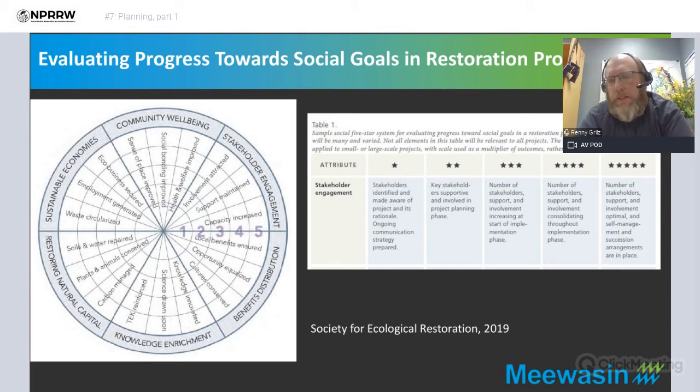One of the things the Society for Ecological Restoration has developed is a 5-star program for these 8 different attributes. For stakeholder engagement, the more engagement you have, the more long-term support you have, and how you engage those stakeholders, really gives your program a stronger star. Sort of like 5-star hotels versus a 1-star Roach Motel. The more engagement you have, the stronger your project will become, and the more support you'll have with the general public.